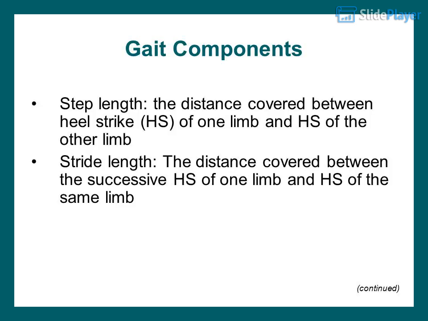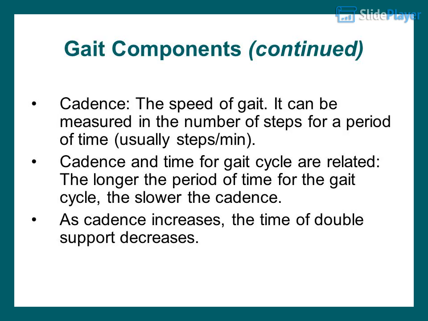Gait components. Step length, the distance covered between heel strike, HS, of one limb and HS of the other limb. Stride length, the distance covered between the successive HS of one limb and HS of the same limb. Gait components, continued. Cadence, the speed of gait. It can be measured in the number of steps for a period of time, usually steps per minute.